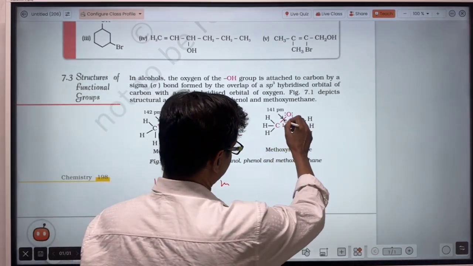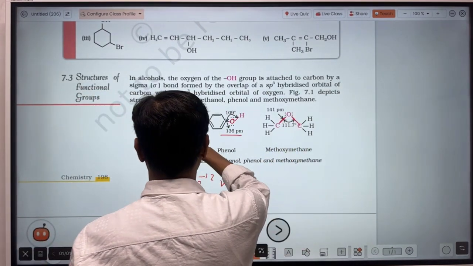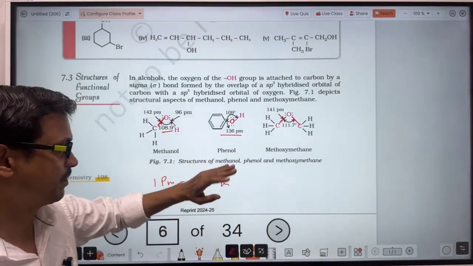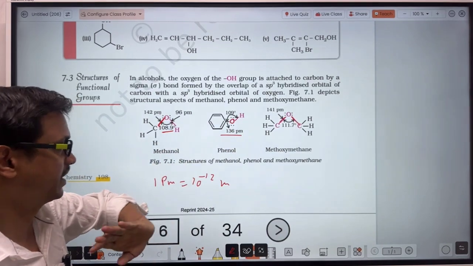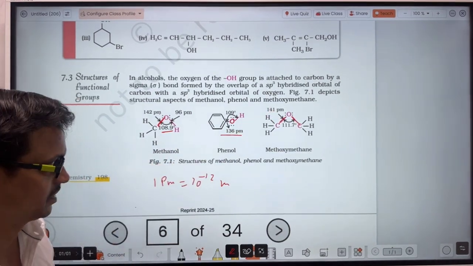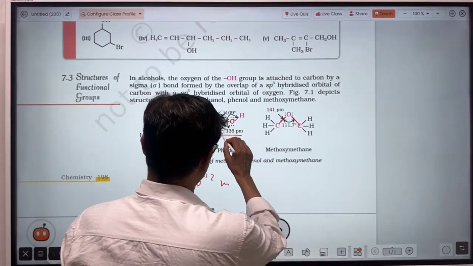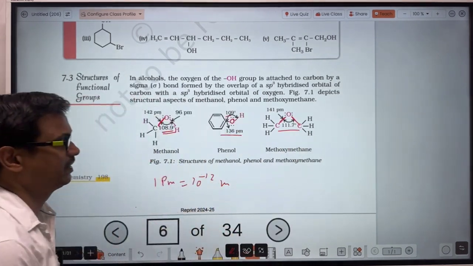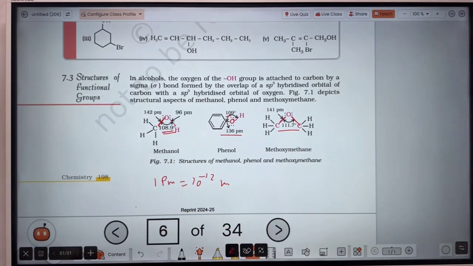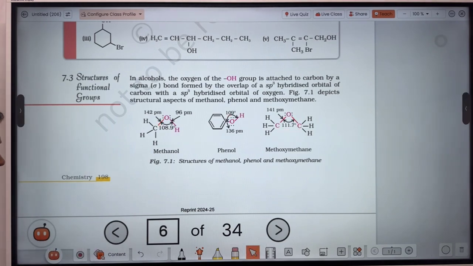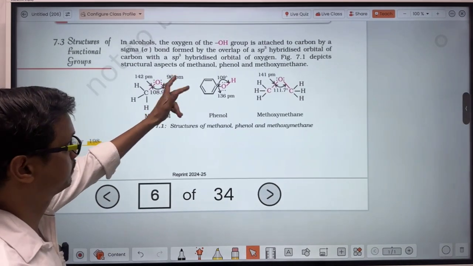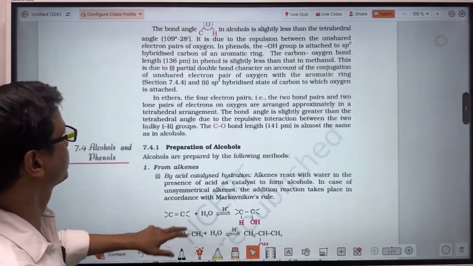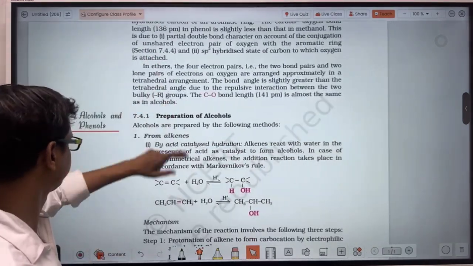In the case of ether, the bond length is approximately the same as that of alcohol. The C-O bond length will be approximately the same, a meager decline, at 141 picometer. And the bond angle here is 109 degrees, so the bond angle decreased by 2.7 degrees. This is informative content, and these questions are not asked frequently in the examination.